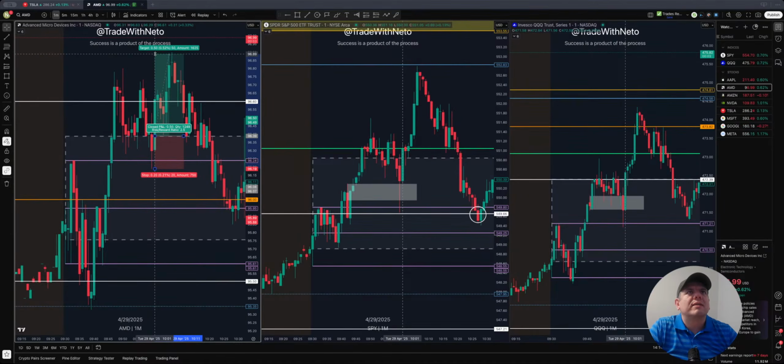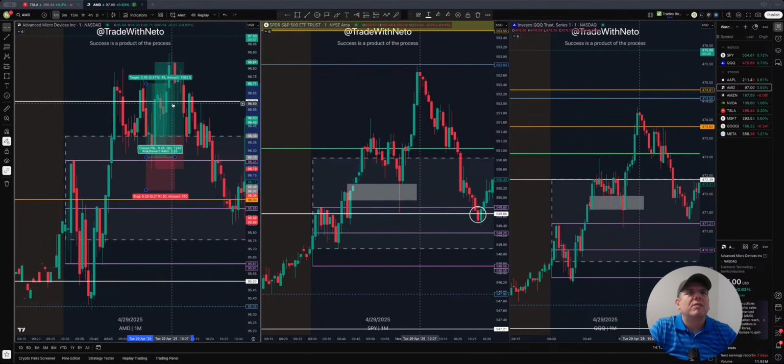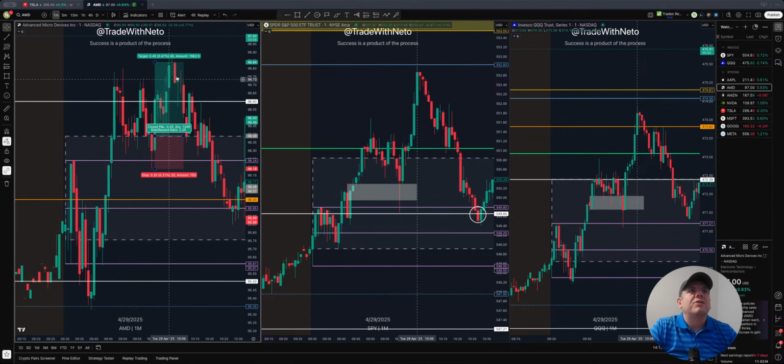No, it's 96 something, but anyways, if you got it here, it was a 1 to 2.25 risk reward ratio trade, and then you had a strong reaction here. Then you had this nice hammer here, retesting this 96.60 on the 15-minute chart.